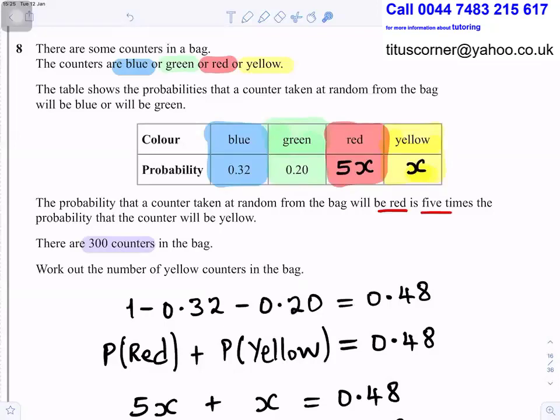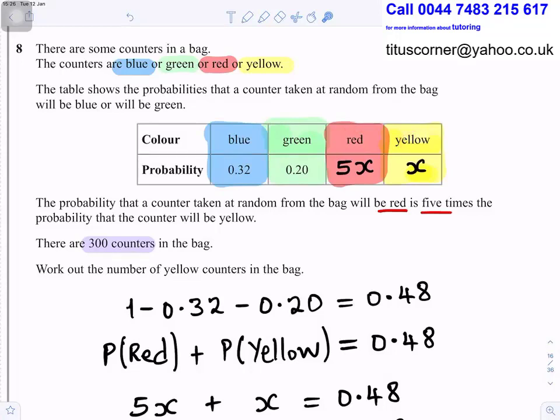There are some counters in the bag. The counters are blue or green or red or yellow. The table shows the probabilities that a counter taken at random from the bag will be blue or green. So, color and probability. Probability of blue is 0.32. Probability of green is 0.20. Probability of red and yellow, we don't know.